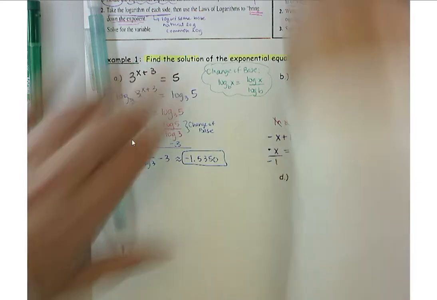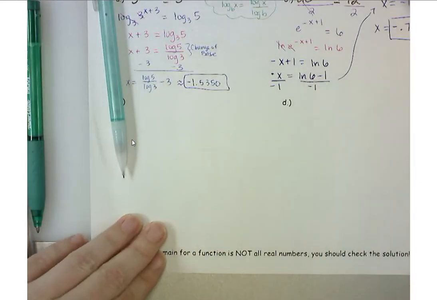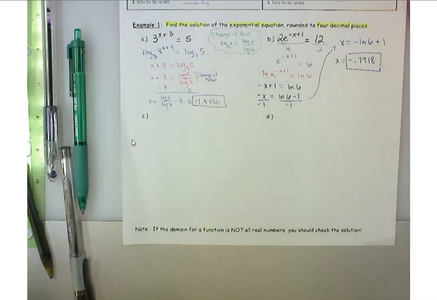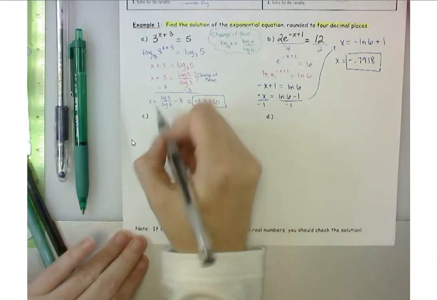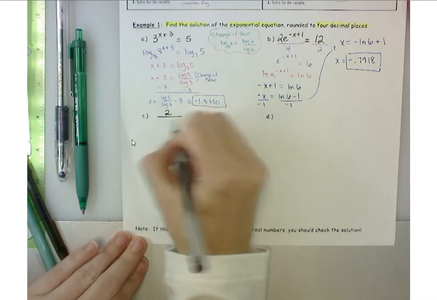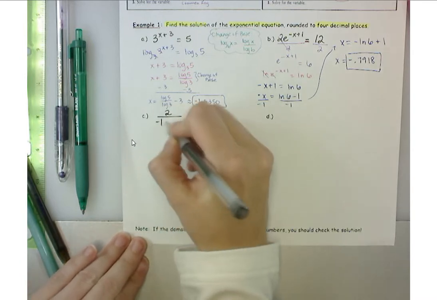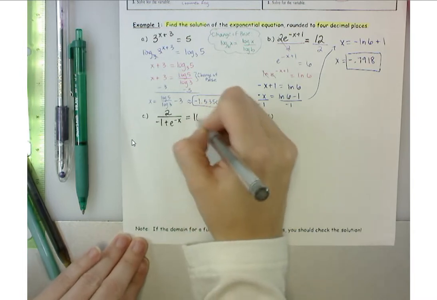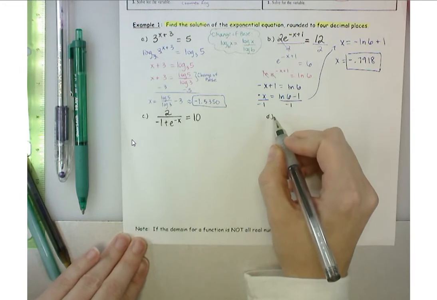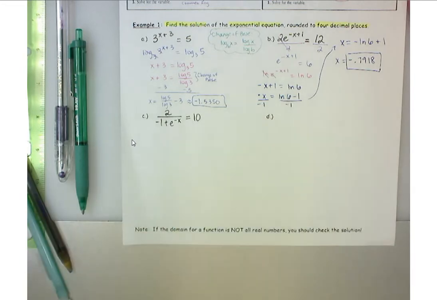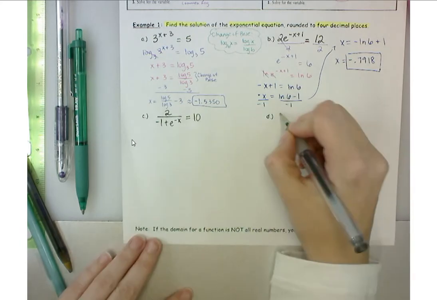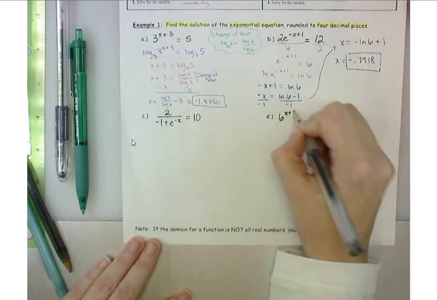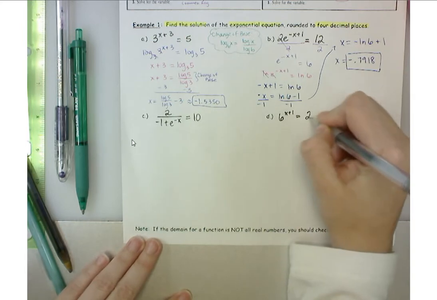All right, and then I'm going to give you C and D. So for C, we have 2 divided by negative 1 plus e to the negative x equals 10. And for D, we have 6 to the x plus 1 equals 2 to the x minus 3.